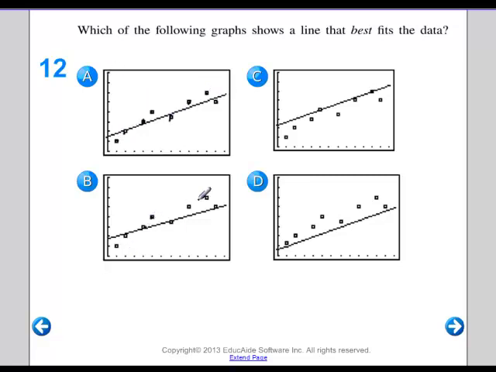Here I have 1, 2, 3, 4 above. Okay, actually I have 5 above. And then here I only have 1, 2, 3. So even though this looks okay, it's not quite as good as letter A, so that's wrong.